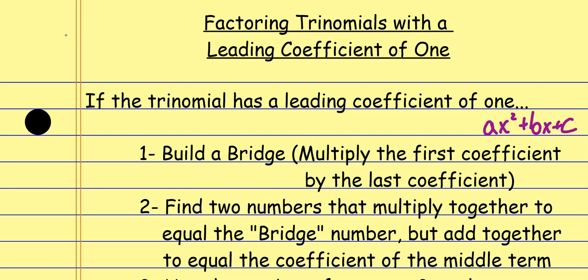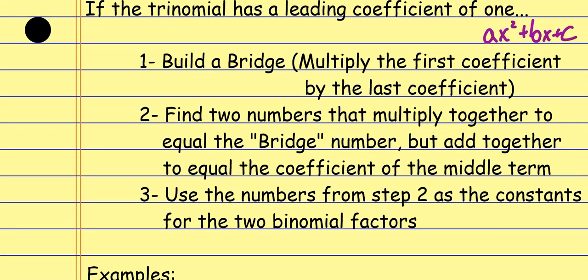And you'll notice here, the first couple of steps are the same as what we were doing, but then we skip the factoring by grouping part. So once again, it says build a bridge, which we already know how to do. Multiply the first number times the last number. Find the two numbers that multiply together to give me the bridge, but add to the middle coefficient. Again, we've already been doing that.